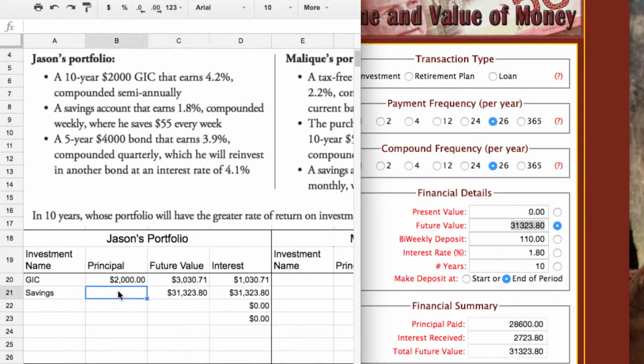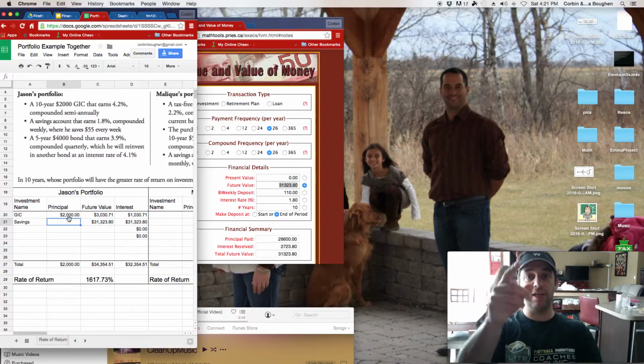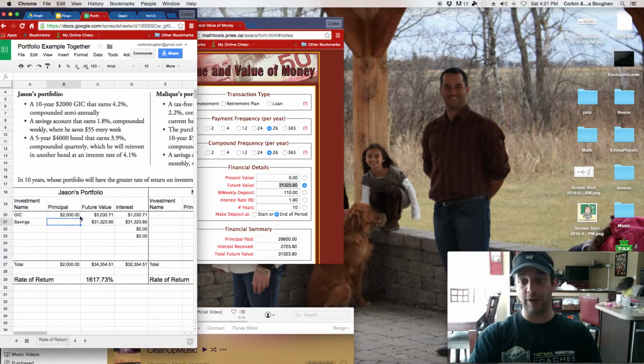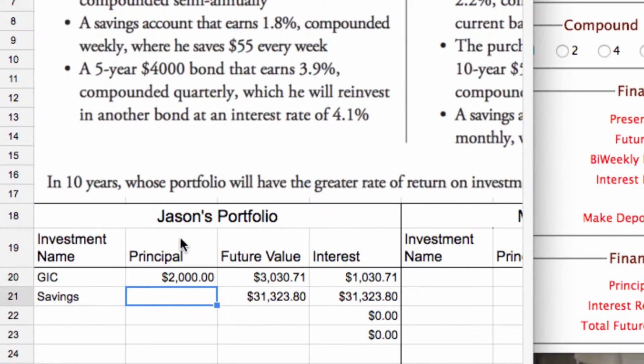Now his principal here, we got to figure out how much he added in. So how much did he invest is what you're looking for here for the principal. So we got to do some calculations. Okay, so I am just going to simply figure it out. What do we got? So it's going to be equal to, how much did he put in? $55, but we actually changed that to 110 per week. So that's going to be for 26 weeks, which is essentially a year, for 10 years, okay?